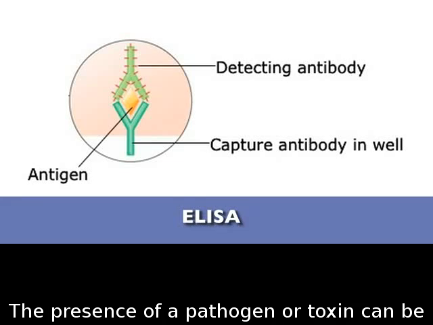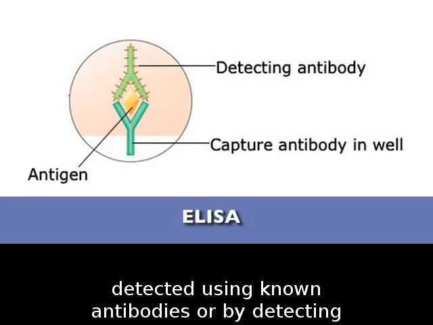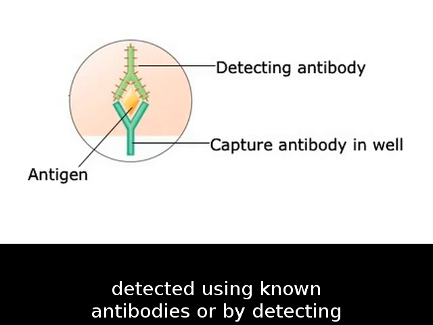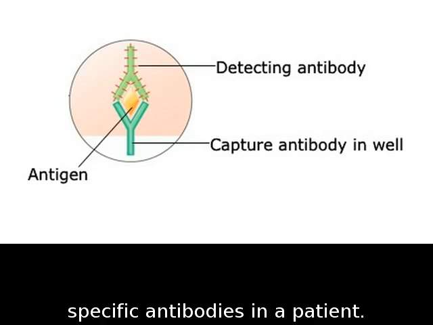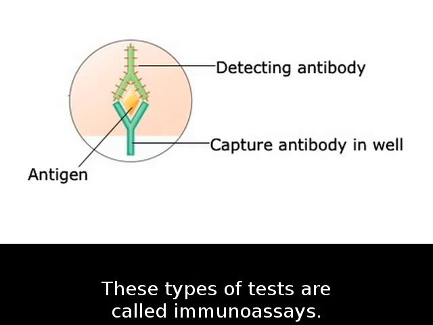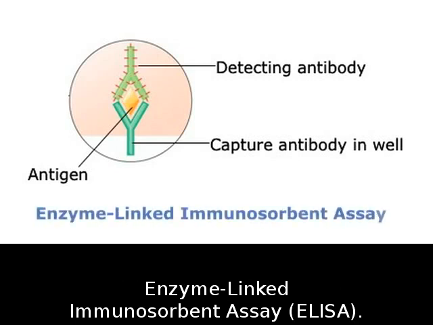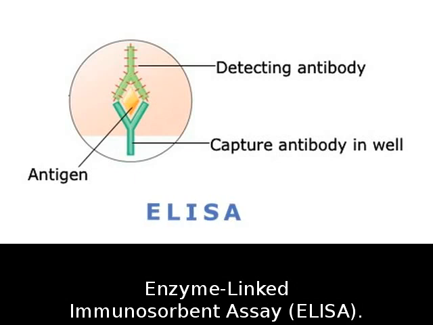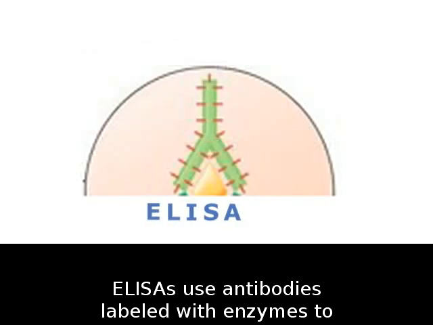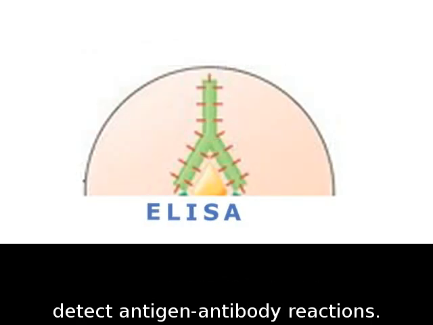The presence of a pathogen or toxin can be detected using known antibodies or by detecting specific antibodies in a patient. These types of tests are called immunoassays. Enzyme-linked immunosorbent assay, ELISA. ELISAs use antibodies labeled with enzymes to detect antigen-antibody reactions.